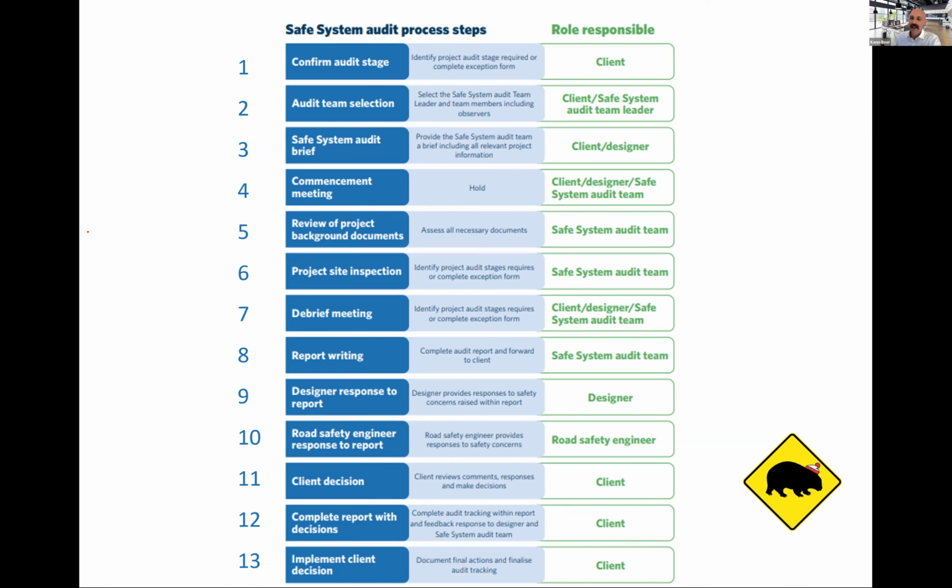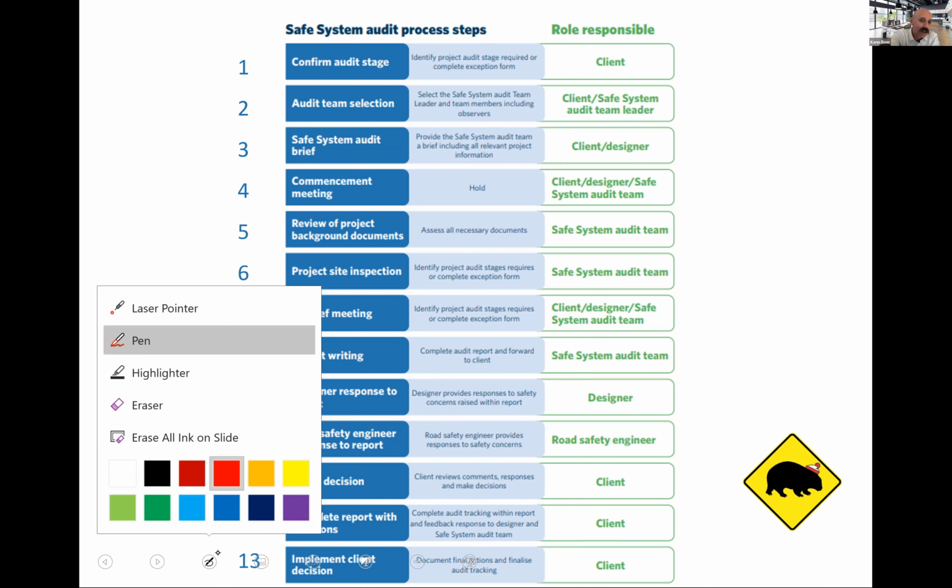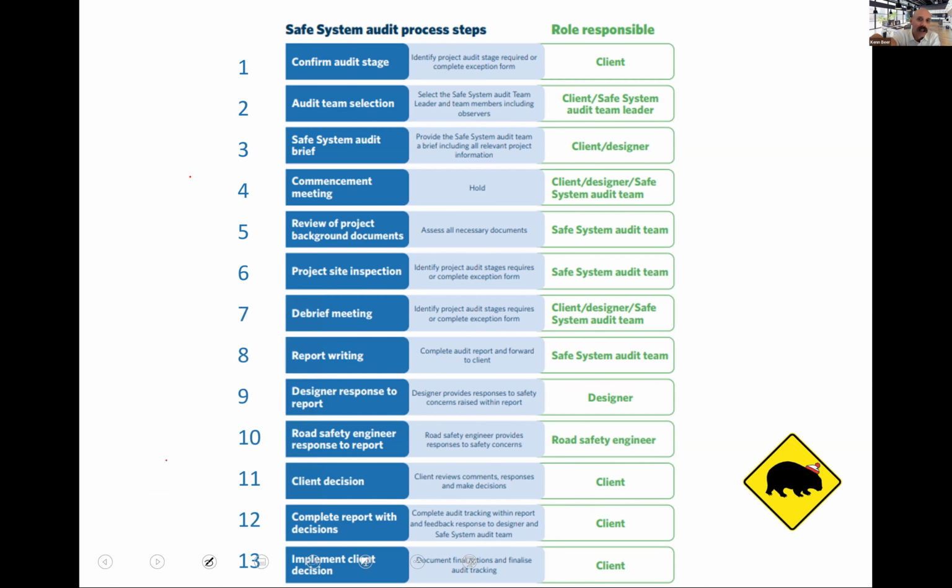And there is, and it's a bit hard to read, but there is an audit stage exemption form. And so if you're not doing audits, there is a New Zealand exemption form on the Waka Kotahi website, which basically you explain why you're not going to do an audit. Okay.